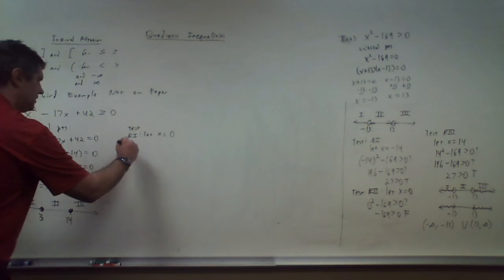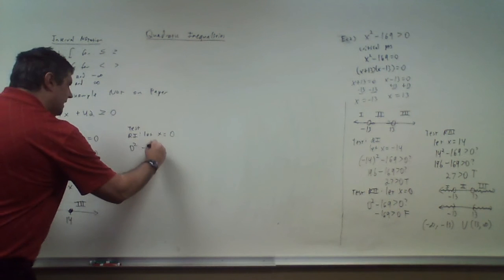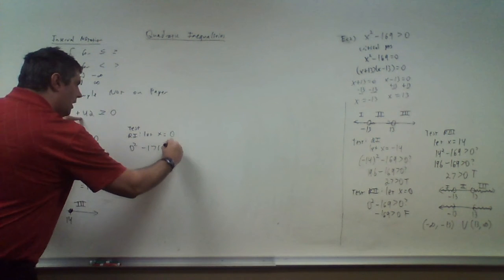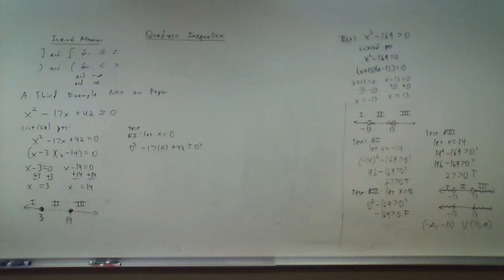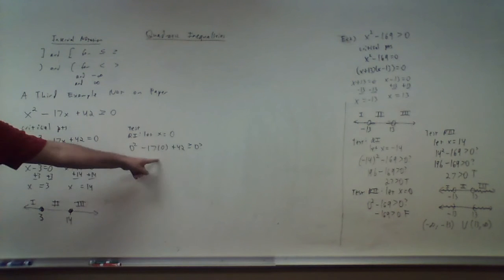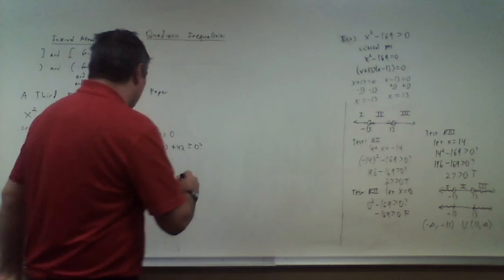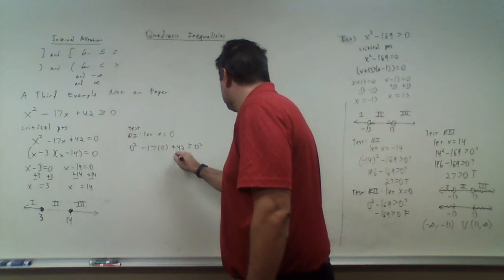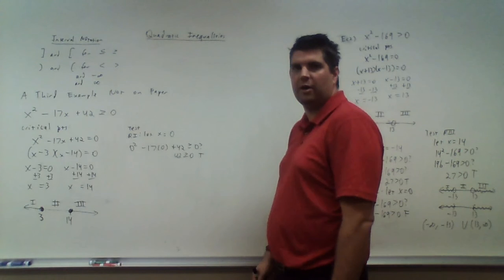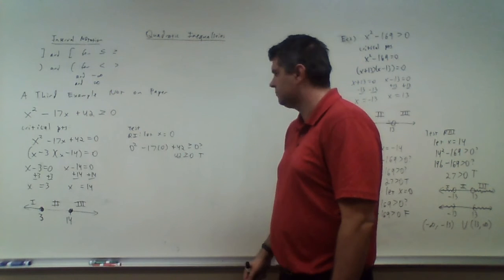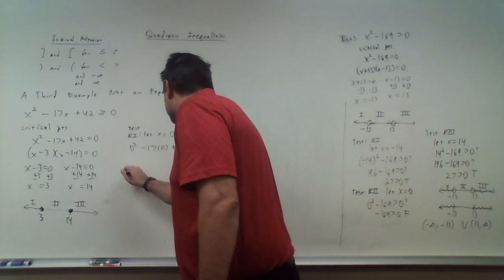So I want to know if 0 squared minus 17 times 0 plus 42 really is greater than or equal to 0. 0, 0. This leaves me 42. That's true. 42 is greater than or equal to 0. Next step, region 2.